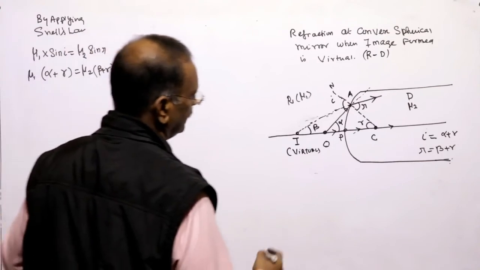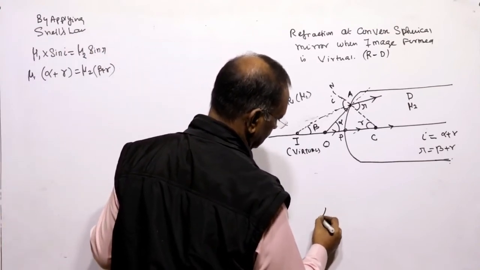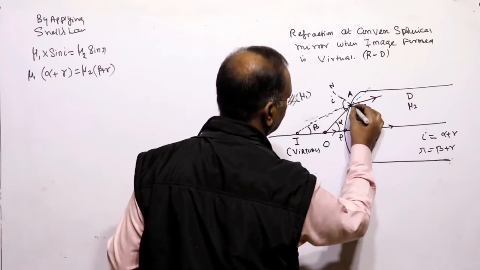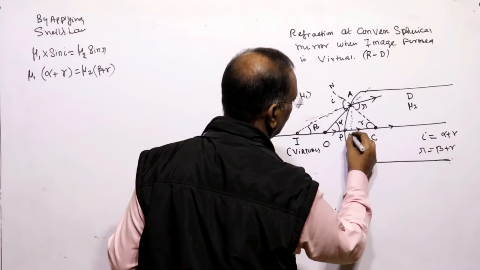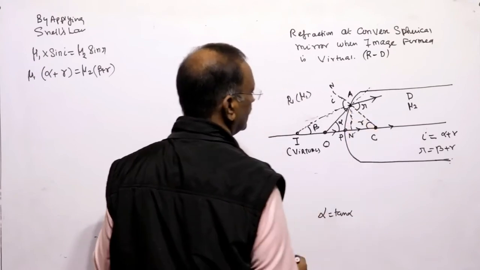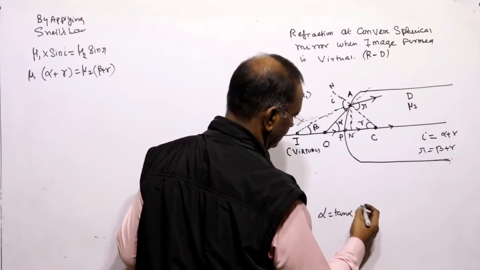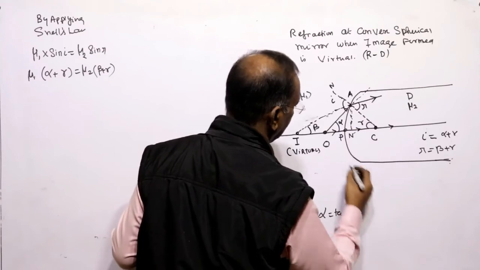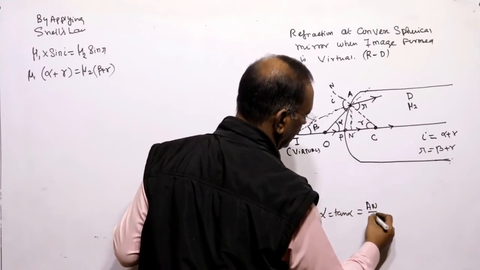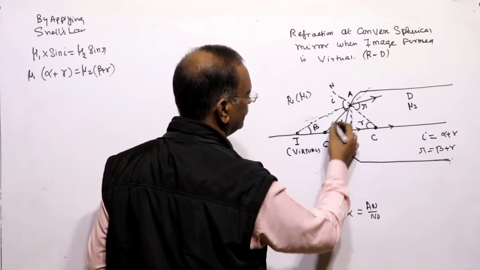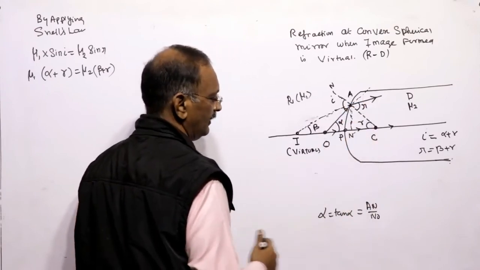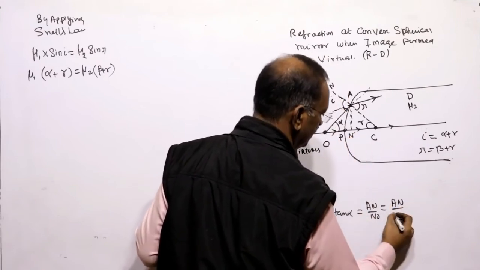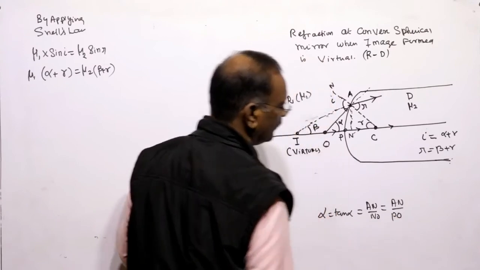What is alpha? Alpha we can write as tan alpha from this triangle. This we produce it here. We call this point as N. Because N and P are closer, tan alpha is equal to, in this triangle, AN by NO. Or we can write AN by NO, where N is closer to P, so N can be replaced by P because NO and PO both are the same.